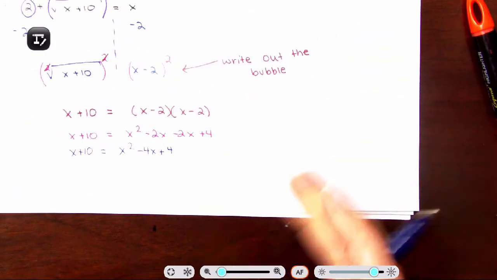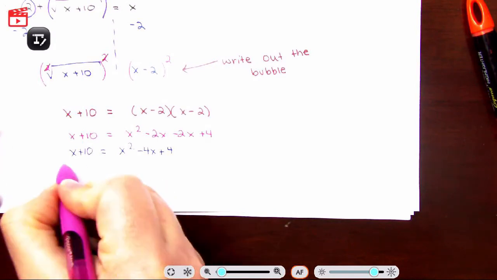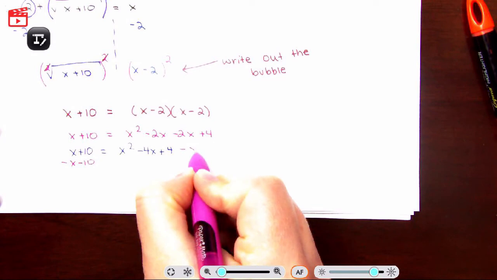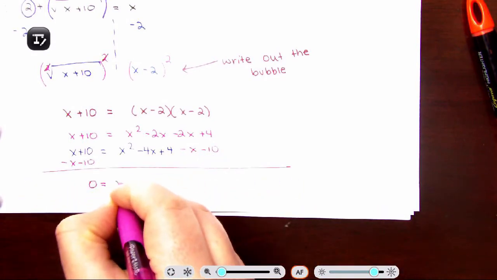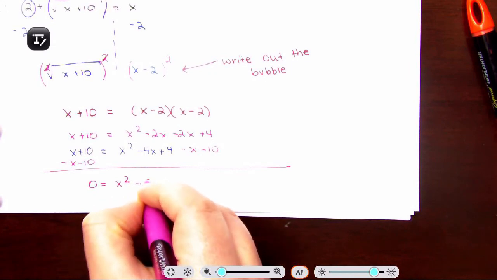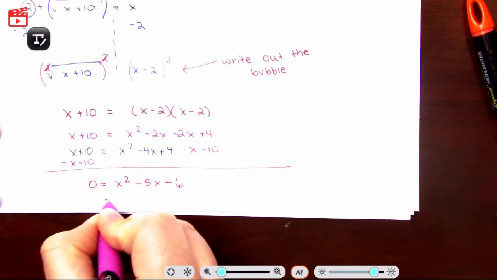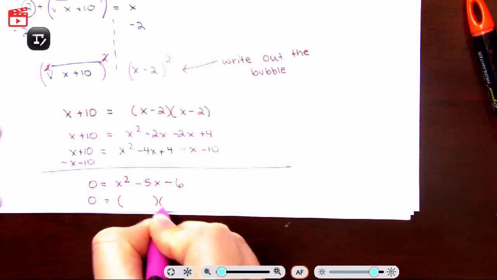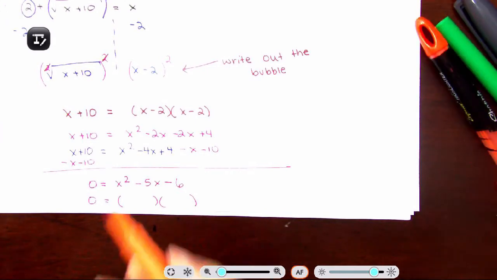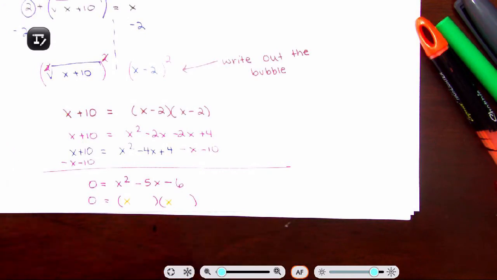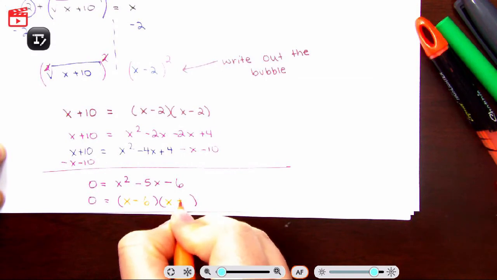So when we're here, we're going to set it equal to 0 by moving everything over to the other side. So I'm going to subtract an x, and I'm just going to subtract 10. So I have left over 0 is equal to x squared minus 5x minus 6. I'm going to factor. I should have left myself more room, but that's okay. We'll make it work. So I have two things that are multiplying to negative 6, but when I add them, give me negative 5. That means I have negative 6 and a positive 1.